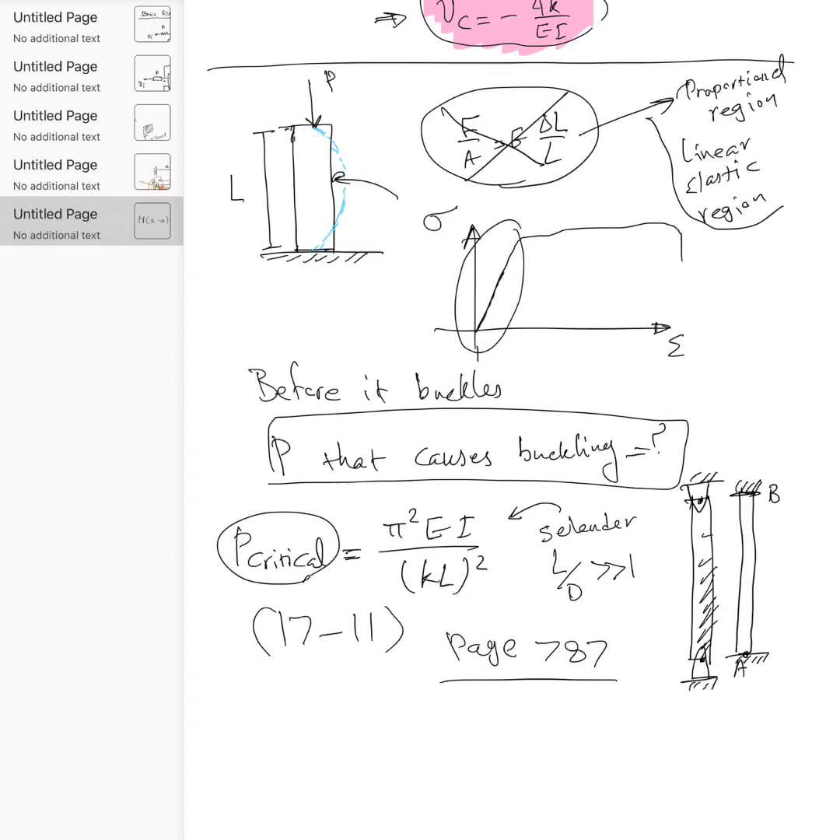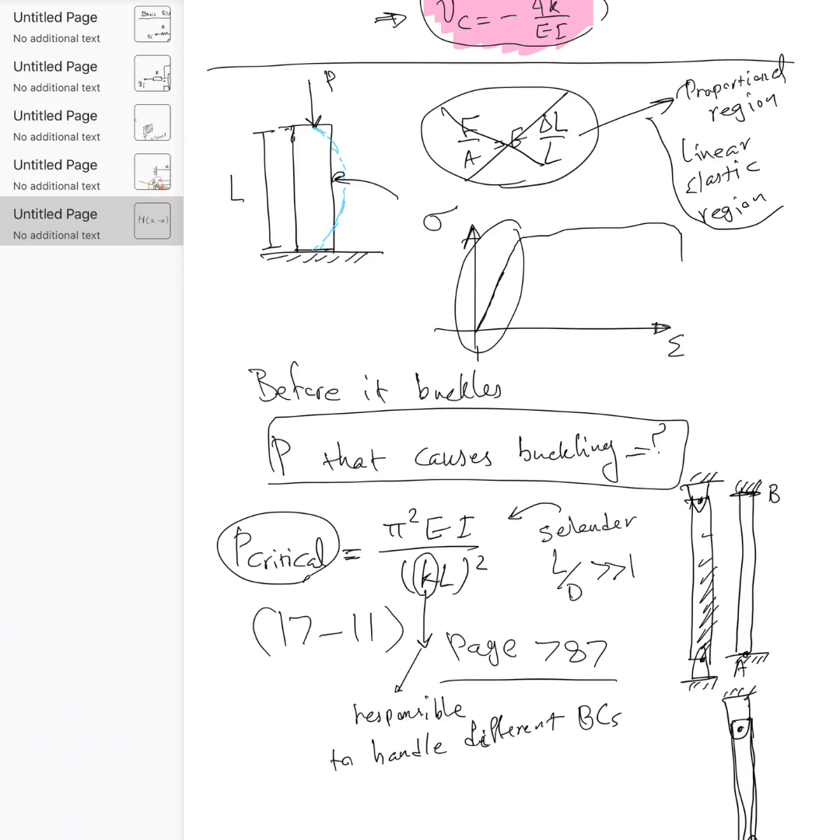Well, it depends on the different types of boundary conditions. For example, if I only have pins, then you see this K, this constant is responsible for handling different boundary conditions, different BCs. So if my column is supported by two pins at points A and B, then this K is 1.